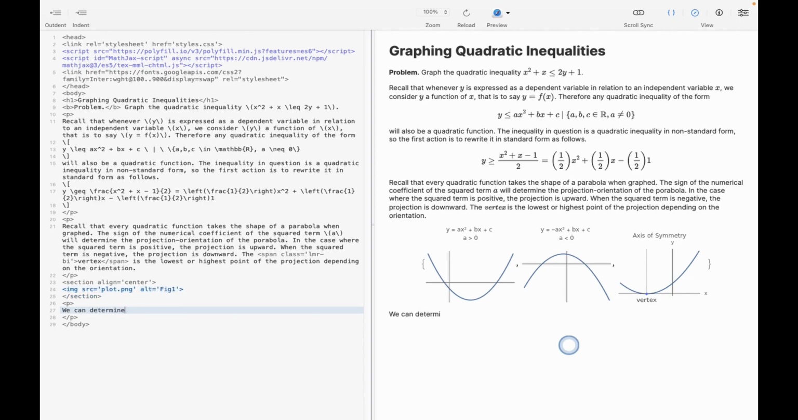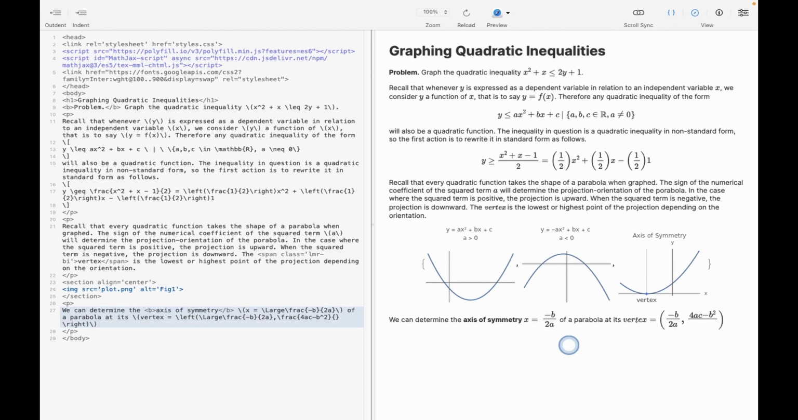Great. So we can determine the axis of symmetry, denoted by x equals minus b over 2a, of a parabola, at its vertex, denoted by the ordered pair minus b over 2a, representing the x value, and 4ac minus b squared over 4a, representing the y value of the vertex. So let's go ahead and plug in the relevant values in order to work out the axis of symmetry and the vertex of the inequality, which we've labeled Roman numeral 1 for convenience.